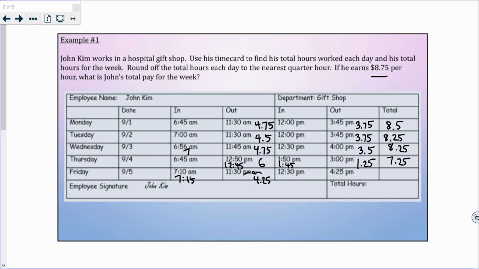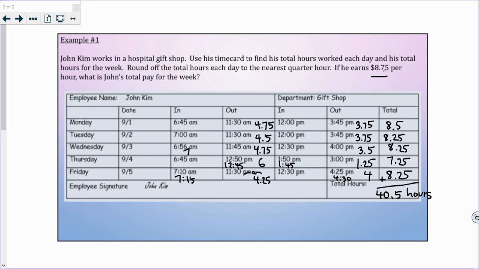Let's see, 12:30. Well, 4:25 is not, so I got to make that 4:30. So 12:30 to 4:30, that's 4 hours. So 4.25 and 4, that's 8.25. All right, so to find the total hours, I'm going to add those guys up. If I do that, I get 40.5 hours.